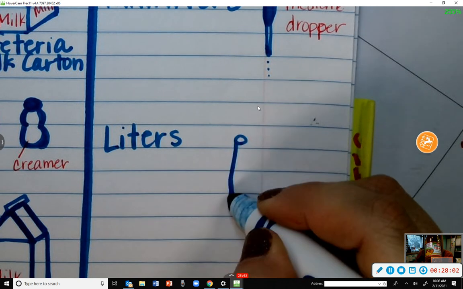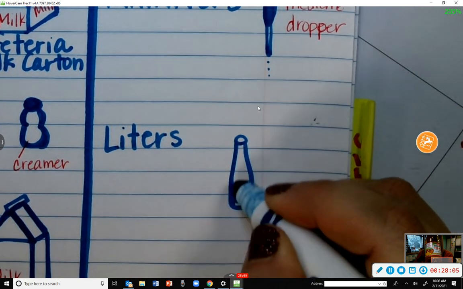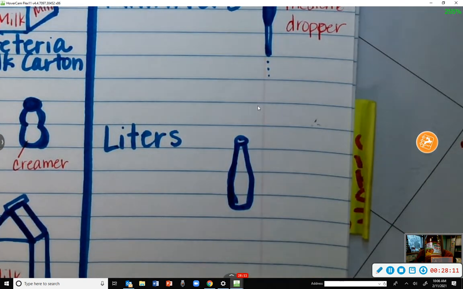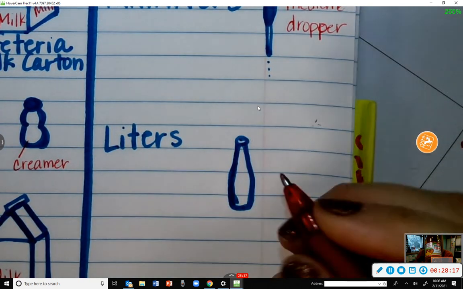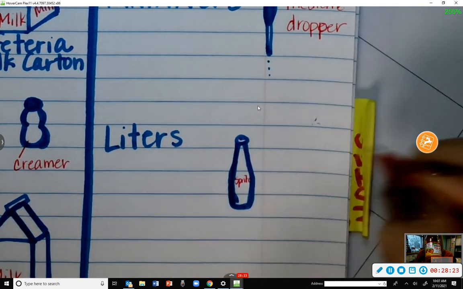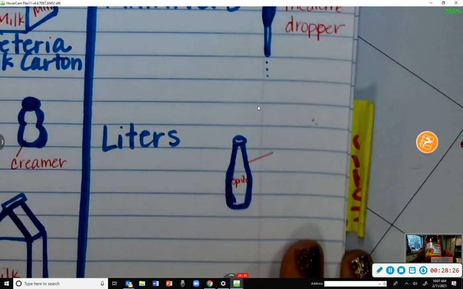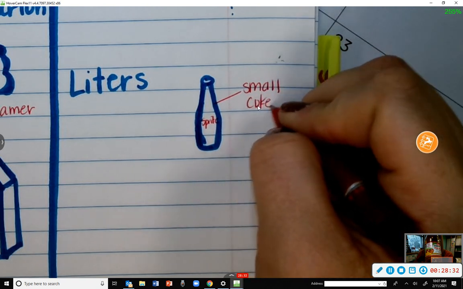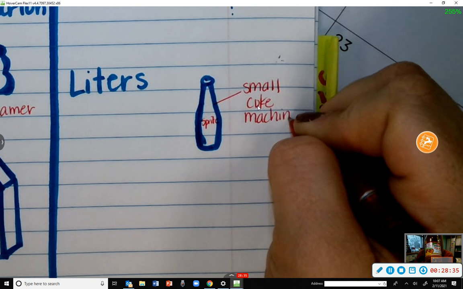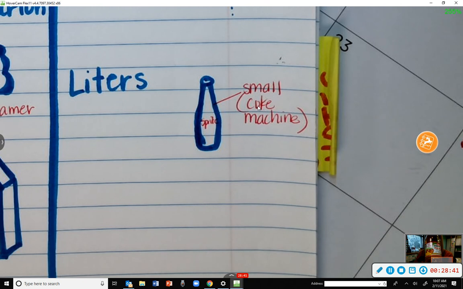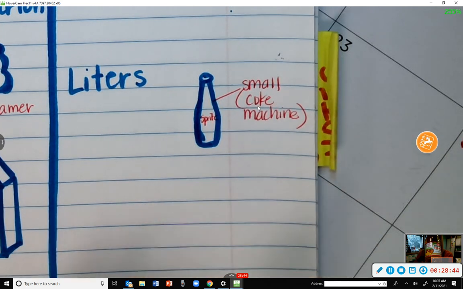Yeah, it kind of does look like the glass bottle one. So you can draw and label it, I don't know, you can label it Pepsi, Sprite. Okay, and you might also want to make a note that this is the small Coke machine bottle, not the big one, because the big one is 2 liters. So think Coke machine that you would put quarters in or $1 in and get out. Okay?